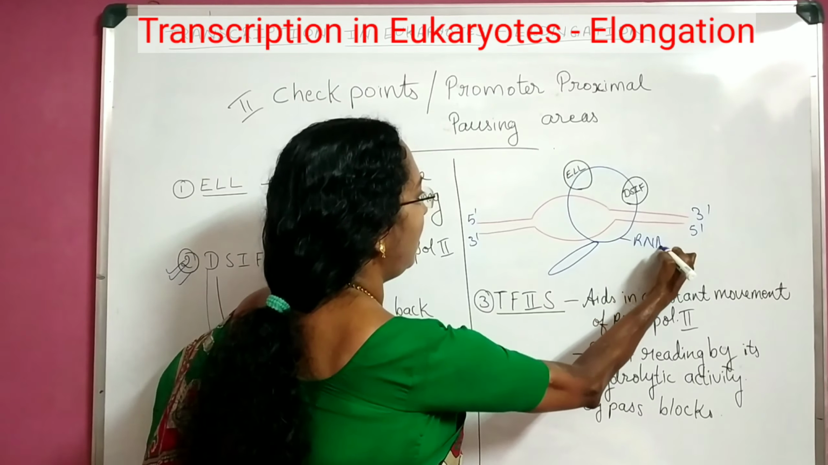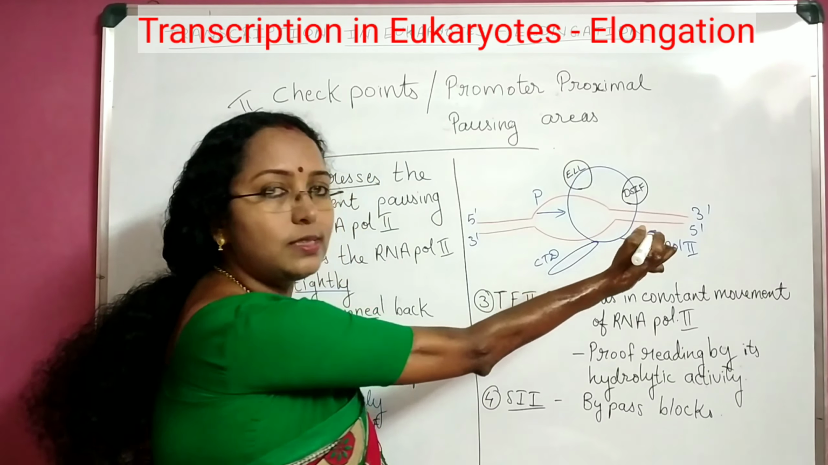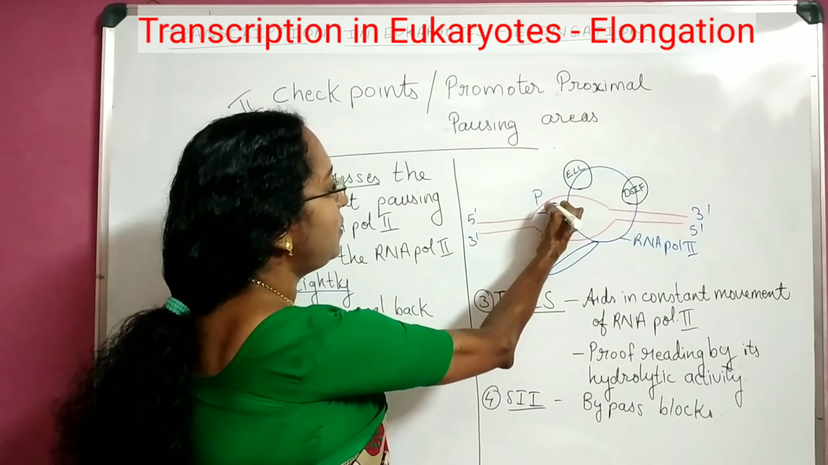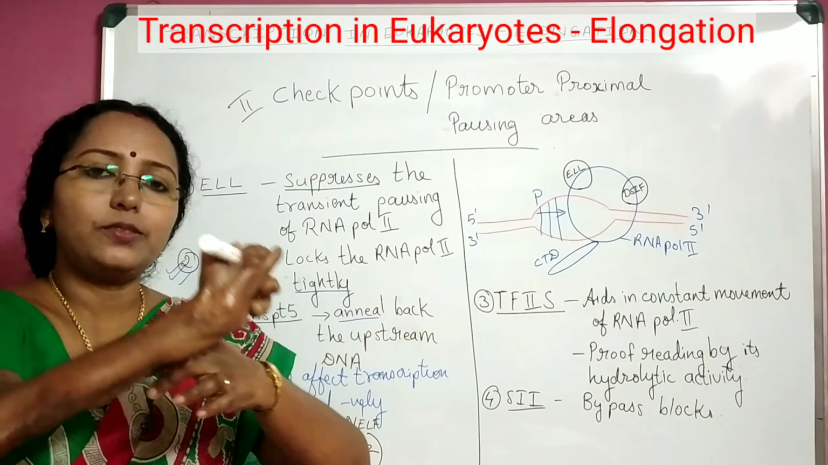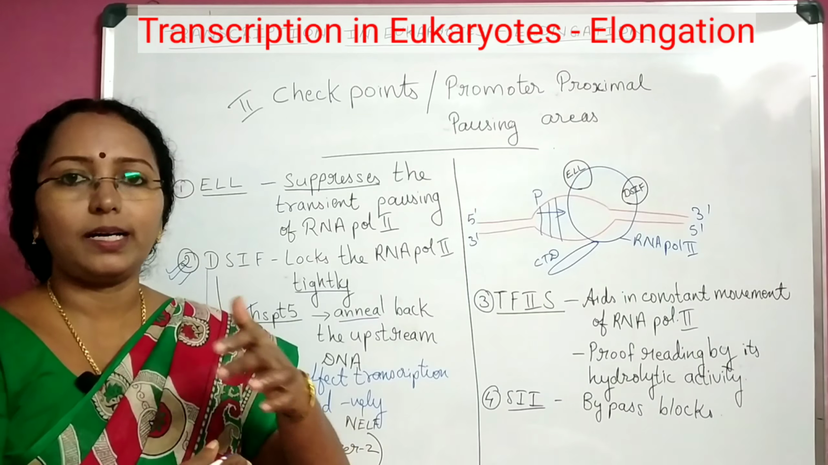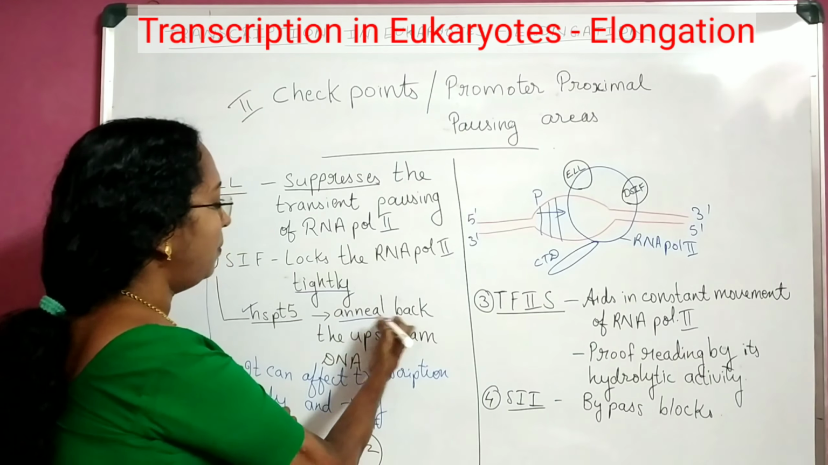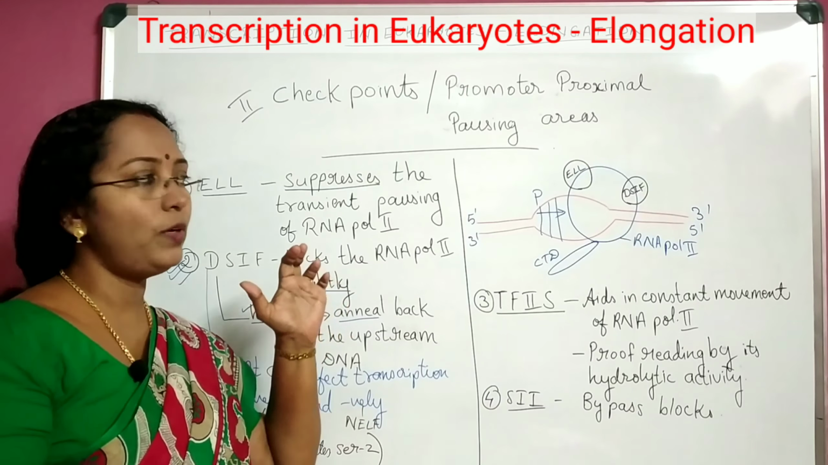Upstream DNA means, suppose imagine this is the promoter region. Now RNA polymerase has moved from the promoter a distance forward. So this region, which is now unwound by the helicase activity of TFIIH, has to rewind back. That means it has to anneal back, isn't it? So that annealing back of the upstream DNA from where the RNA polymerase has moved is done by the hSPT5 component of DSIF.